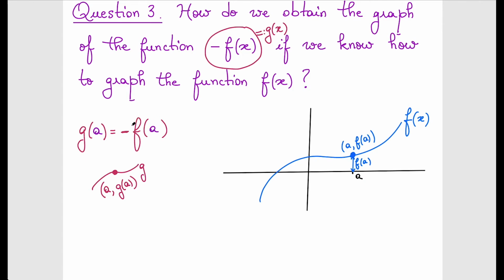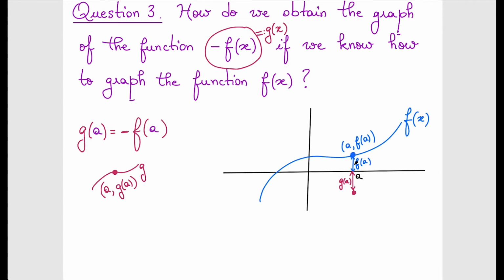So I'm going to go to f of a, and I'm going to take the opposite, and that result is going to be g of a. Okay, so what's f of a on the picture? That's f of a. What's the opposite of f of a? That's the opposite of f of a. Correct? And that's g of a. So that's g of a then. Correct? That's the point I was looking for. That's the point on the graph of g whose first coordinate is a. It's right there.